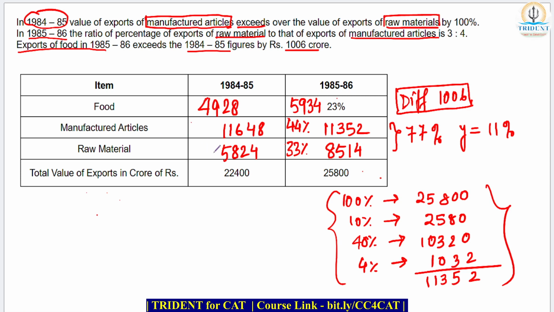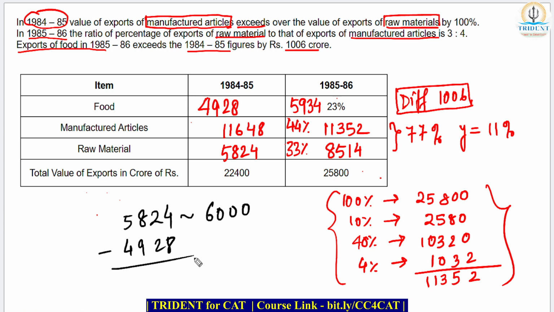84-85, raw material is 5824 and food is 5298. Now please understand this thing. This number 5824 is very much closer to 6000, and this 4928, you can obviously do the actual calculation and you can get the number. So you will have 6 over there, but then I'm saying that this is almost equal to 5000, so the number is going to be a little less than 1000.